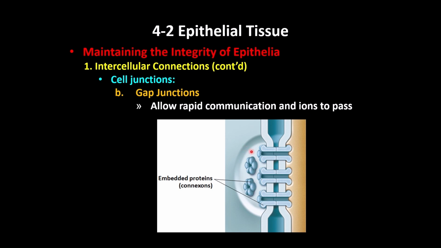So ions, for example sodium, can pass through it, and also small lipid soluble molecules can pass through it. A good example of a gap junction you can see in the cardiac muscle cells, where sodium can pass through from one cell to another cell, and then multiple muscle cells contract at the same time. But you can also see gap junctions in different types of epithelial tissue.